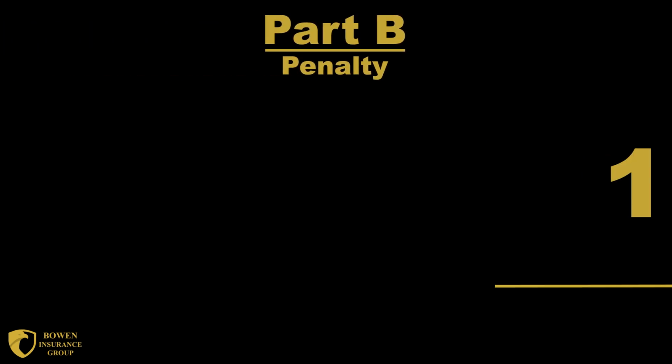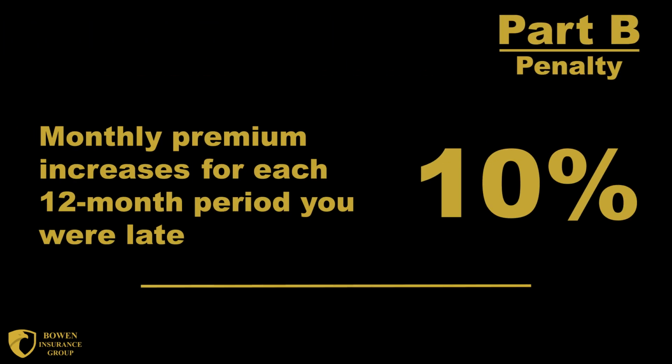There are certain penalties set in place for those who do not sign up for Medicare when they are first eligible and do not qualify for a special enrollment period. If you don't sign up for Part B when you're first eligible, your monthly premium increases by 10% for each full 12-month period you were late. This penalty has dire consequences, as it sticks with you for life, meaning you pay for it for as long as you have Part B.